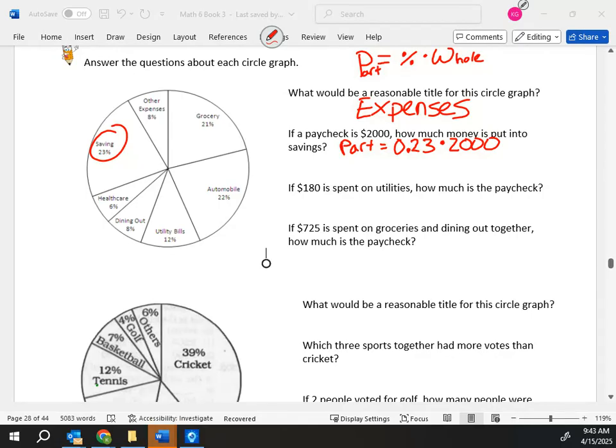Okay, so our paycheck is $2,000. We're spending 23% of 2,000. We're gonna put that into our savings. So we're not spending it, we're saving it. How much are we gonna put into savings? Sophie? Say that one more time. $460.